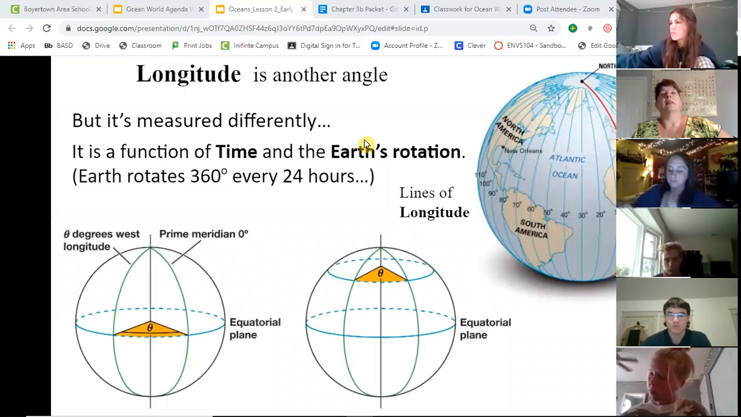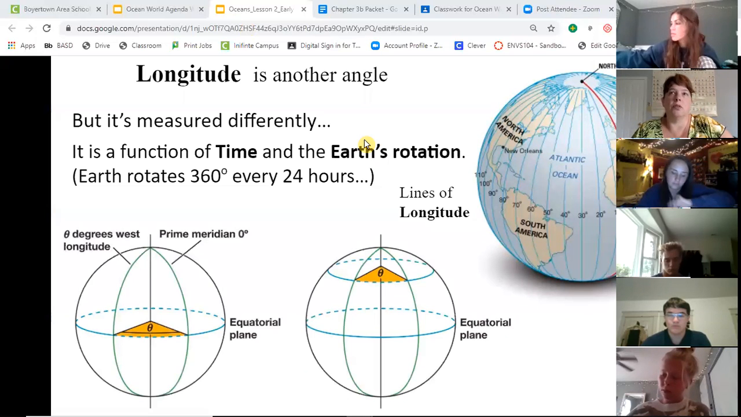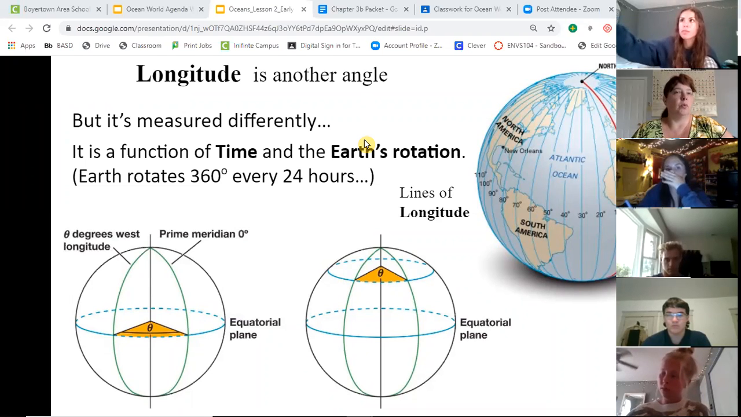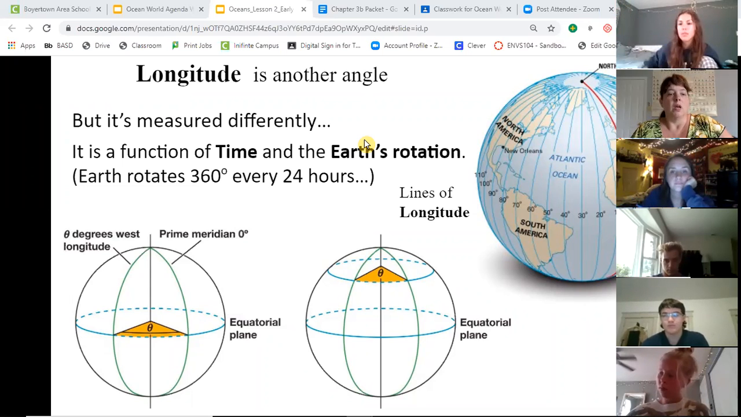All right, so we talked about latitude on Friday. Remember that latitude are the parallel lines that run around the globe, and they are measured as an angle from the center of the Earth. Latitude lines are spaced out evenly, so every latitude line is equidistant from each other.